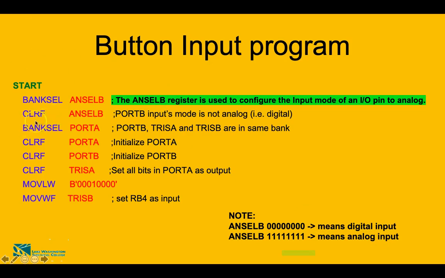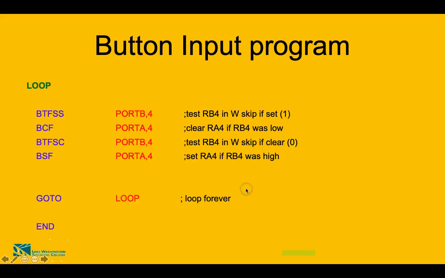So right now here, ANSELB is cleared, which means you are making it a digital input mode. And then next we have the loop. So this is the main loop, which will basically test the fourth bit, which is RB4. So, starting with this, bit test F, skip if set.